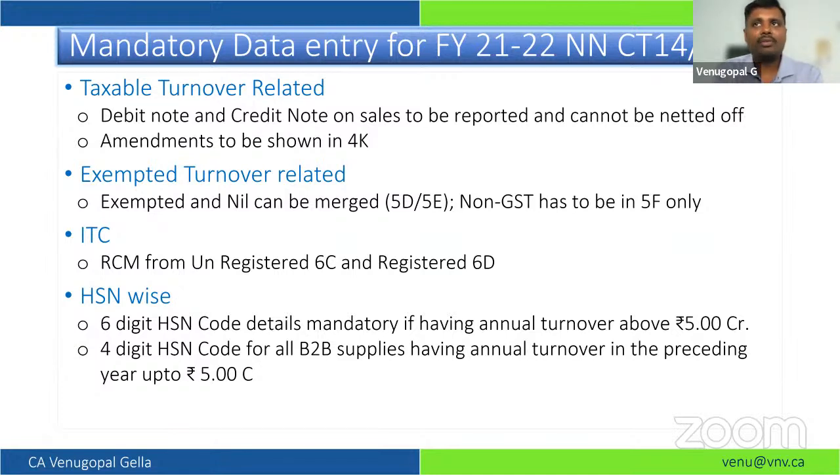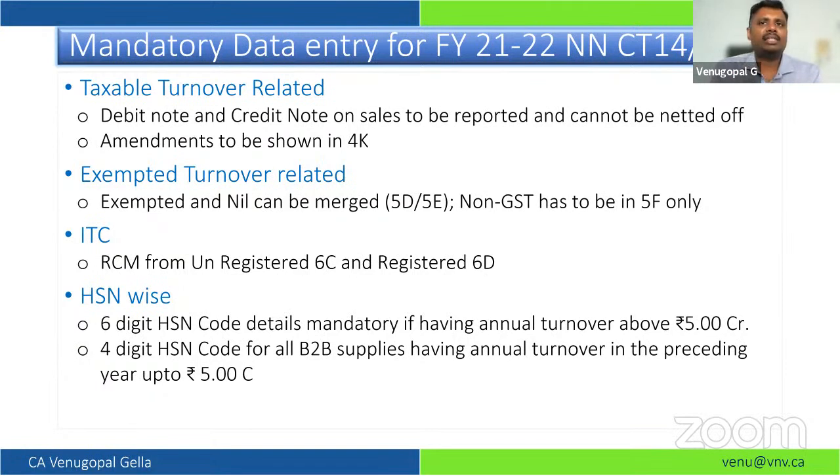Then you have 4I, 4K, 4L, which are debit notes, credit notes, amendment, upward, downward. All these things which were exempt, which you need not report, you could club with the earlier tables. Now the portal says you have to report it separately. With regards to the exempted turnover, earlier people used to merge nil, exempt and non-GST into one column. Nil and exempt can be merged, but non-GST has to be in a separate table.